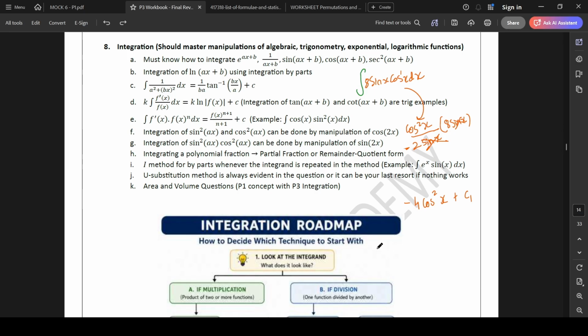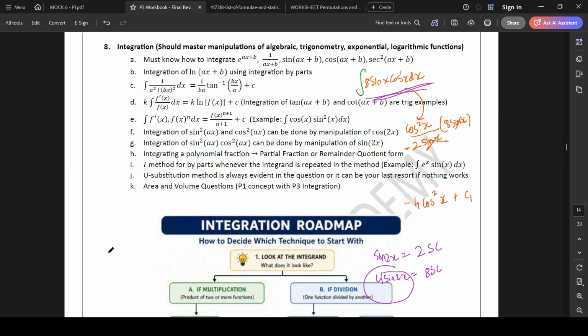In order to use the sine 2x formula, I know that sine 2x is the same as 2 sin x cos x. So how can I get 8 sin x cos x? By multiplying by 4 on both the sides. So my 4 sin 2x is the same as writing 8 sin x cos x. So if you want to integrate this, it is the same as integrating the left hand side.